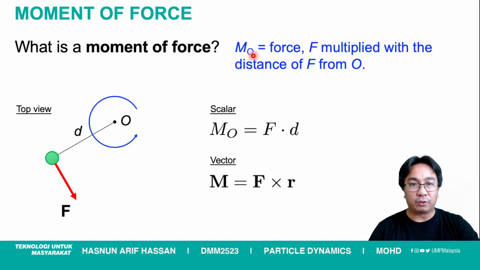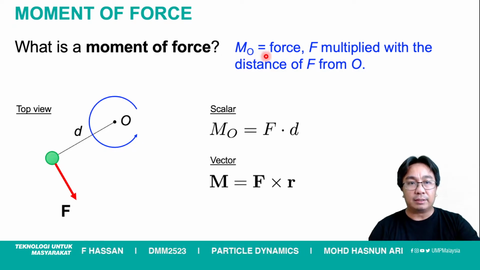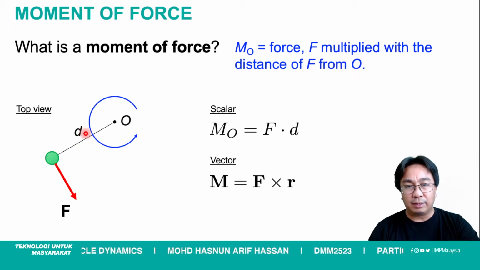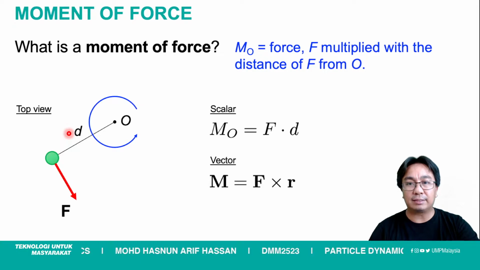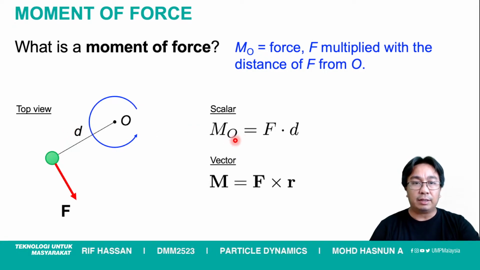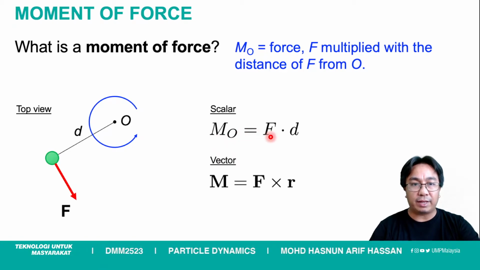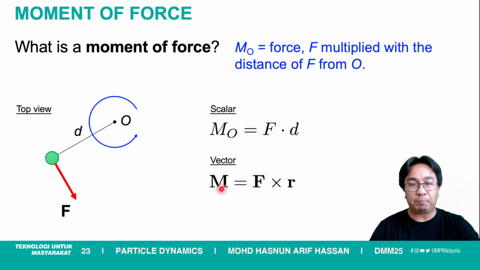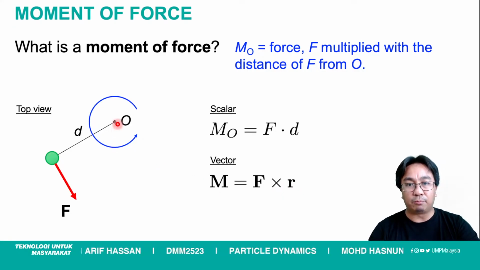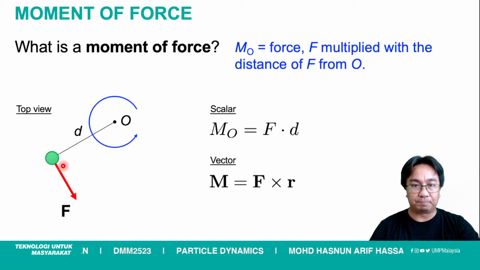So moment of force MO is the force F multiplied with the distance of F from O. In this case, we call this D, the distance. So in scalar quantity, MO is equal to F times D. In vector, we can write this as M is equal to R cross product F, where R is the position vector from O to the particle.